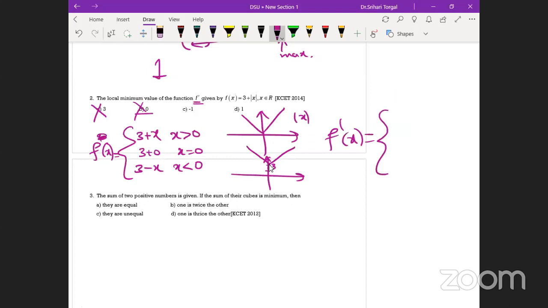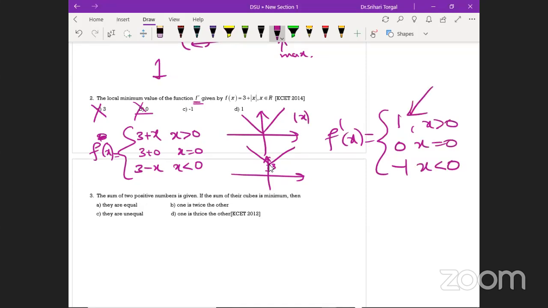Now to calculate f dash x, 3 plus x differentiation is 1. The differentiation of 3 is 0, and of x is 1. This is 0, and this is 1. Now tell me, what is the maximum value of this? 1 is the maximum value. 1, 0, minus 1. 1 is the maximum. Sorry, they have asked the minimum value. Minus 1 is the minimum value. Right?